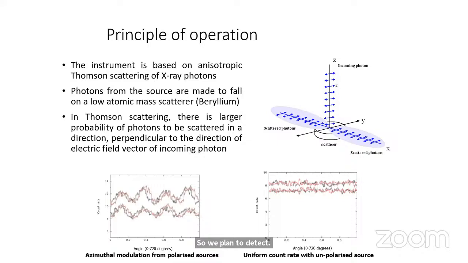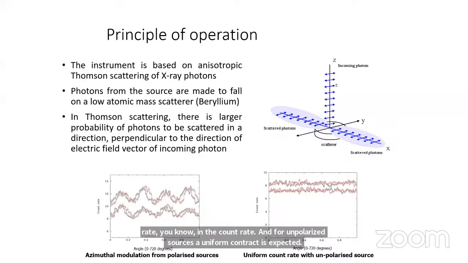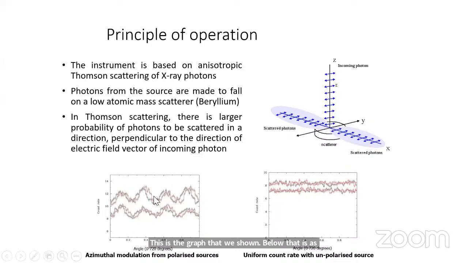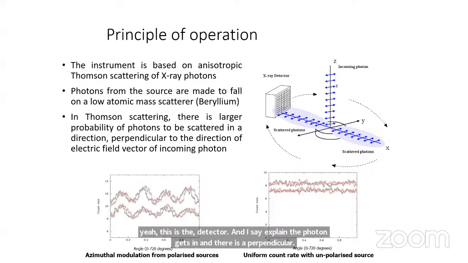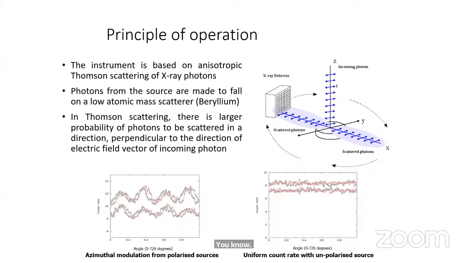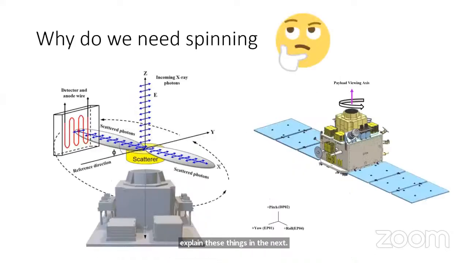in the count rate, and for unpolarized sources, a uniform count rate is expected. This is in the graph shown below. There is azimuthal modulation from polarization. Polarized sources are here, and this is the uniform count rate for unpolarized sources. The plot is angle versus count rate. This is the detector, and as I explained, the photon gets in, there is scattering in the perpendicular direction, and then it goes to the detector. I'll explain these things in the next slides. And with respect to my previous explanation, why do we need spinning?